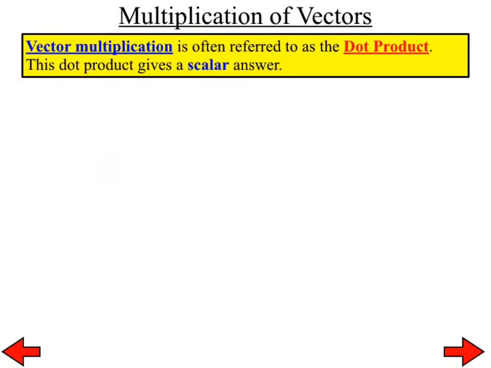But what about vector multiplication? Because that's where we went with matrices after we did scalar multiplication. So let's fill in those blank areas. Vector multiplication is often referred to as the dot product, and that's how I will refer to it. And this dot product gives a scalar answer. And because of that, it's kind of pointless to do this graphically, because we would just be plotting a dot.